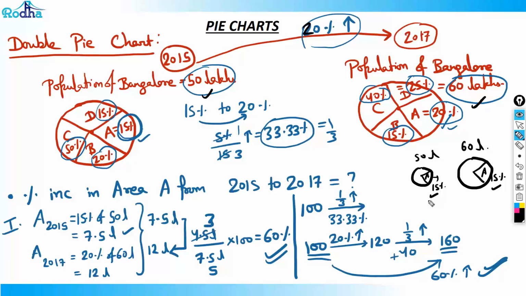You can check by value also, right? 15% of 50 lakhs is 7.5 lakhs. 15% of 60 lakhs is 9 lakhs. Increase of how much? Increase of 20%. If it was 15%, right? But now, in this smaller pie chart, A is 15%, and in this bigger pie chart, A has further increased from 15 to 20%. So another 20% increase. So A's part has further increased.